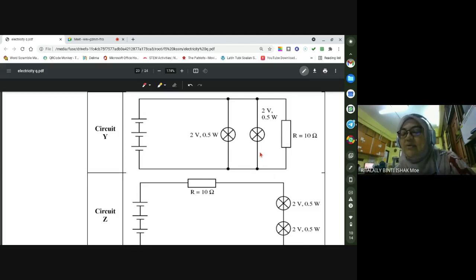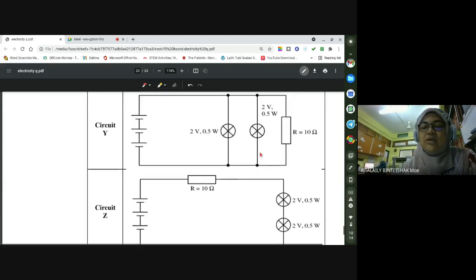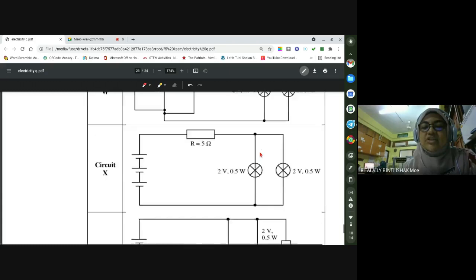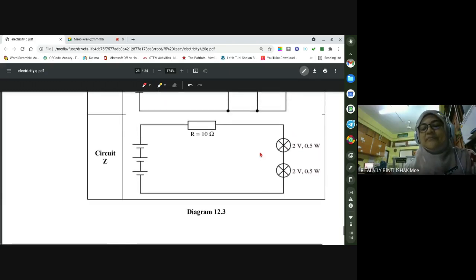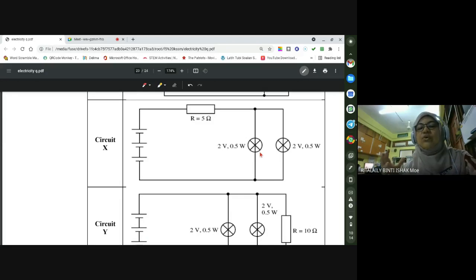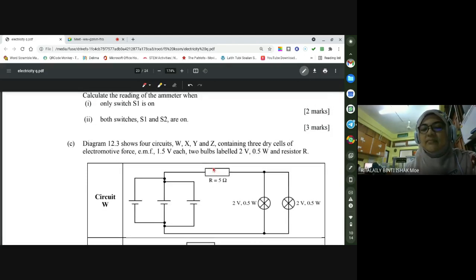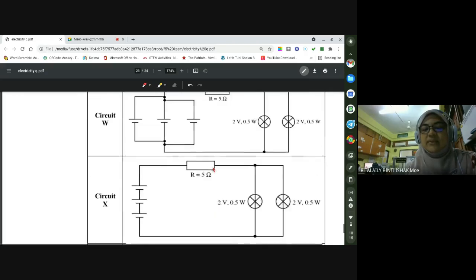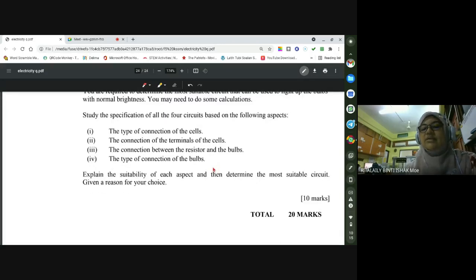Yes, okay. The bulb should be arranged in parallel so that when one bulb does not work, the other will still function. So based on our choice of characteristics, which circuit do you think is the best that follows all our characteristics? Yes, okay. So the most suitable circuit is circuit X. Okay. So circuit X.